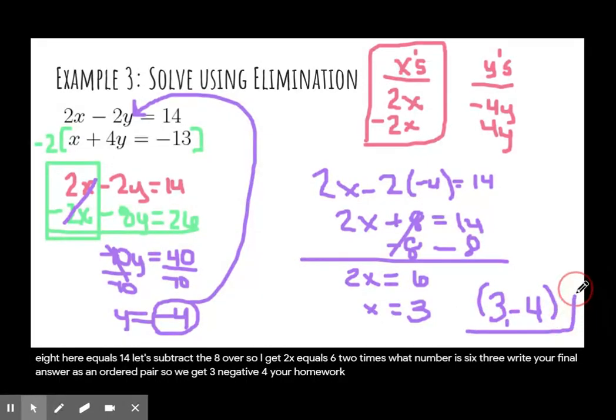Your homework tonight is the reteach worksheet, which has 4 questions on it.